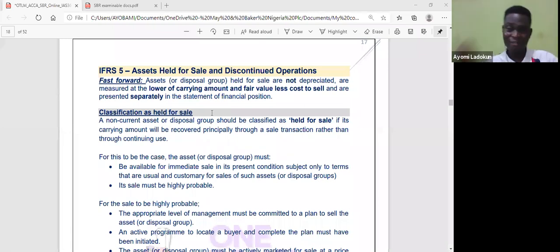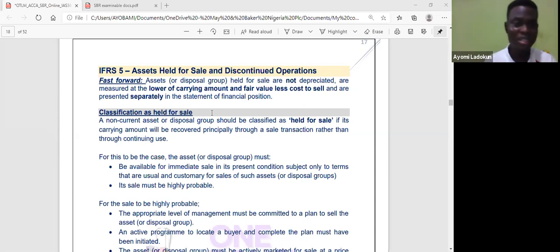What does that mean? Effectively, there are 7 conditions that need to be met before an asset can be classified as held for sale. For the FR exam, obviously the examiner will ask you straight up to list out all of these criteria. If you are writing SBR, they give you a scenario question, and the examiner asks you, can you assess whether those conditions have been met? So don't expect a straightforward question when it comes to SBR, okay? But you need to know all of them for you to be able to respond, okay?